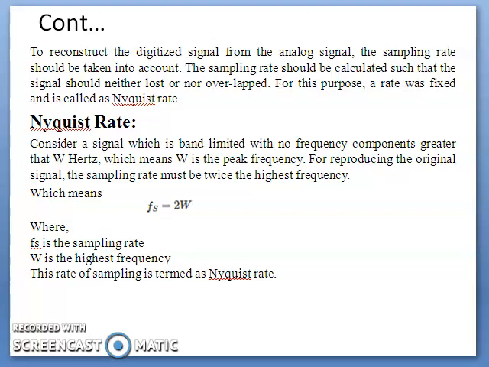Consider a signal which is band limited with no frequency components greater than W Hertz, which means W is the highest frequency of that signal. For reproducing the original signal, the sampling rate must be at least twice the highest frequency. We will soon see the same concept utilized in the sampling theorem. Here Fs is the sampling rate and W is the highest frequency. The rate of sampling is termed the sampling rate.